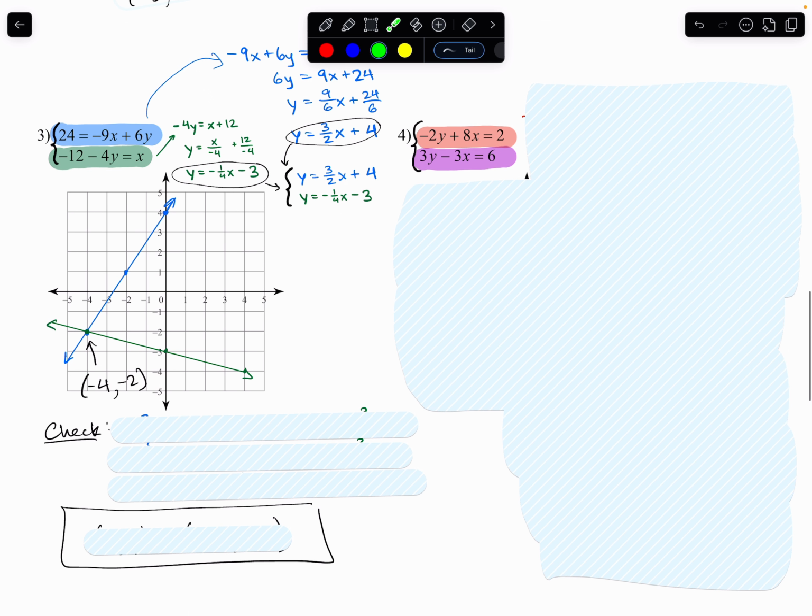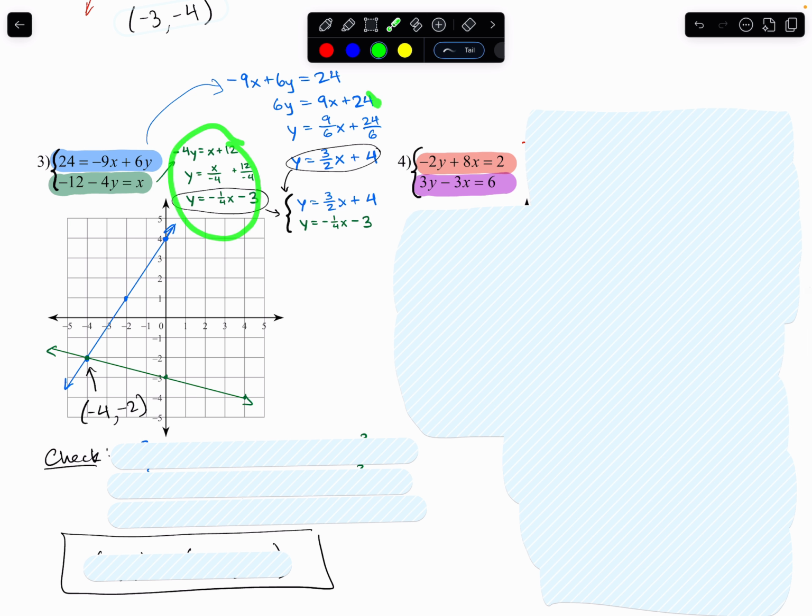Lastly, we need to check our work. So we plug -4 and -2 into the equations. Now, if you plug them into these, I guess I won't mark you down as long as your calculations are correct. But keep in mind, we might have made a mistake in these calculations. So my recommendation for you is that you take your ordered pair and always plug it into the original system that you were given. Even though it might not look as pretty, this isn't the equations you would use to graph. That's probably the best way to check your work.